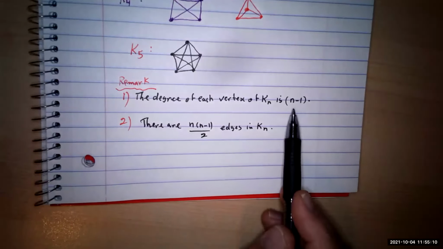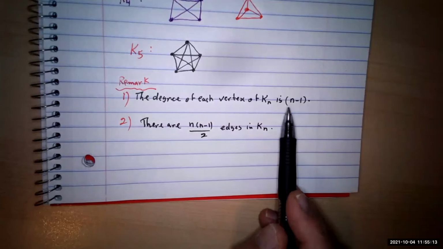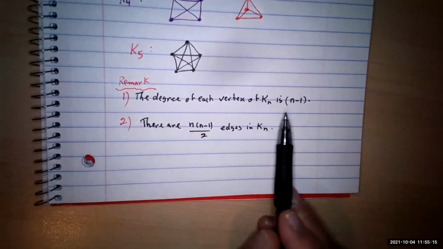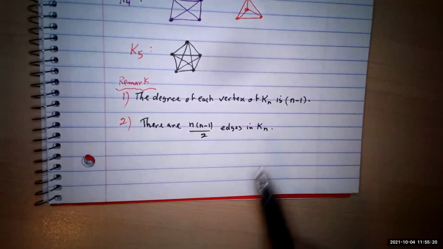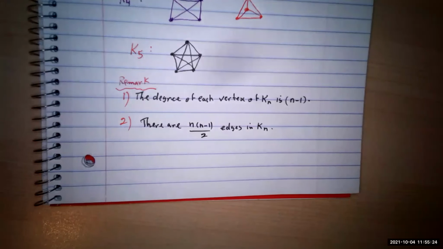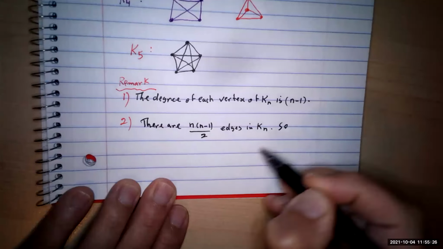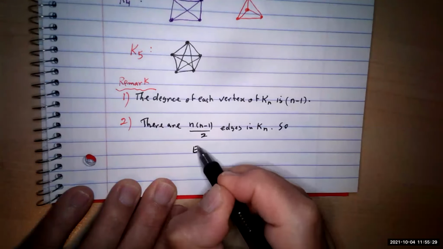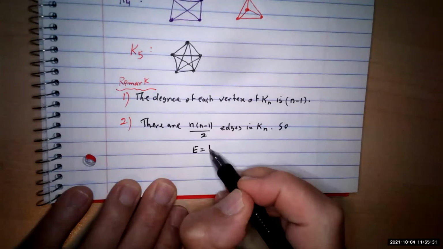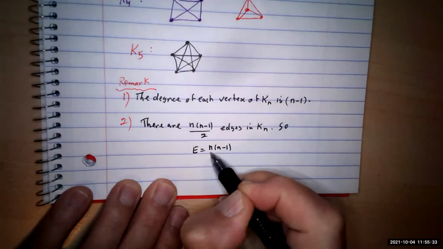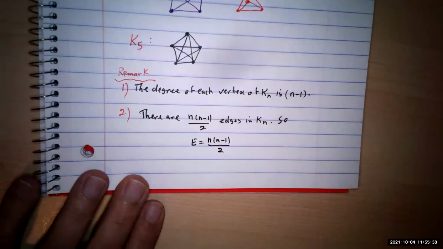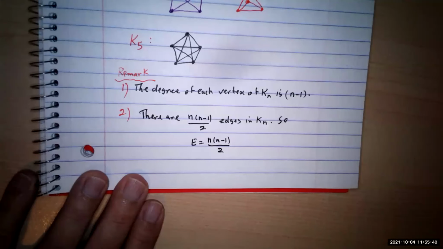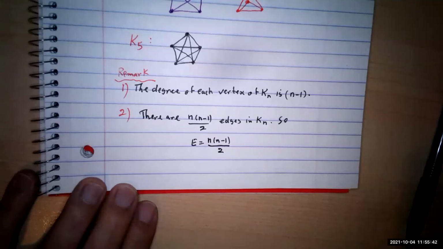You see, this is n minus 1. You have n vertices, so it's going to be n times n minus 1. But each edge is counted twice, so divided by 2. So the number of edges must be n times n minus 1 over 2. You can use these as facts in the test, but you have to know them. We're going to make up something and ask you to do it for us.